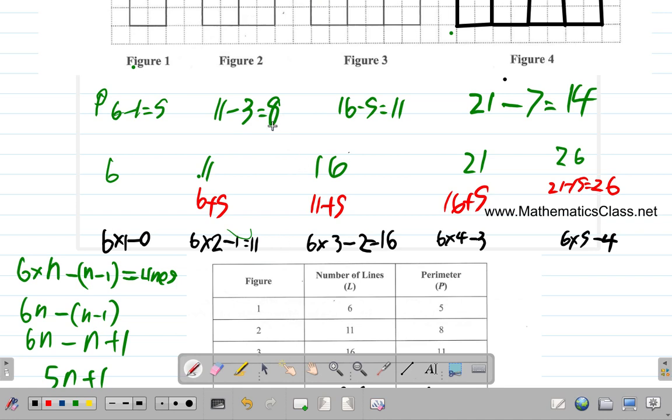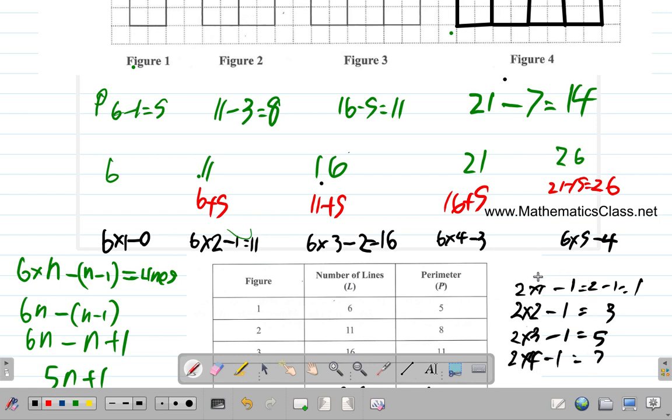Figure 1, you minus 1. Figure 2, you minus 3. So what do you say? 2 times 1 minus 1. Figure 1: 2 times 1 minus 1 equals 2 minus 1 equals 1. Figure 2: 2 times 2 minus 1; 2 twos are 4, 4 minus 1 is 3. Figure 3: 2 times 3 minus 1, 6 minus 1 is 5. Figure 4: 2 times 4, that's 8 minus 1 is 7.